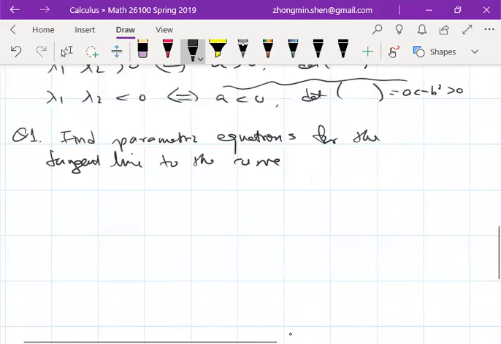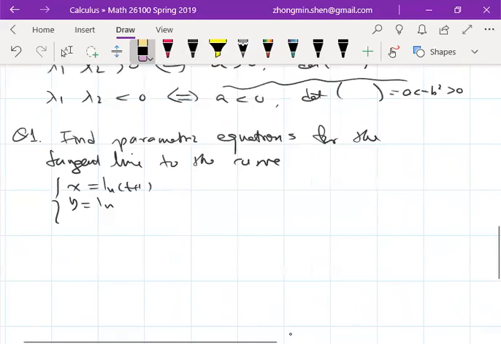So the curve is given by parametric equations. Sometimes it's given by a vector function, right? It's possible. So x equals natural log of t plus 1, y equals t times cosine 2t, z equals 2 to the t.